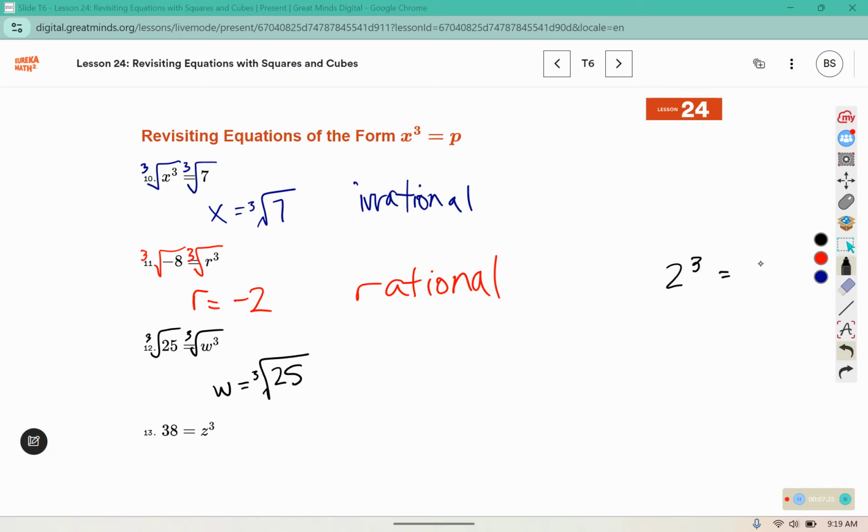Two cubed was 8, and 3 cubed is 27. So the cubed root of 25 is going to fall between 2 and 3, but it is irrational.